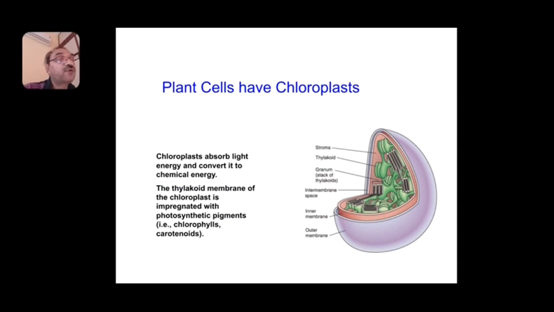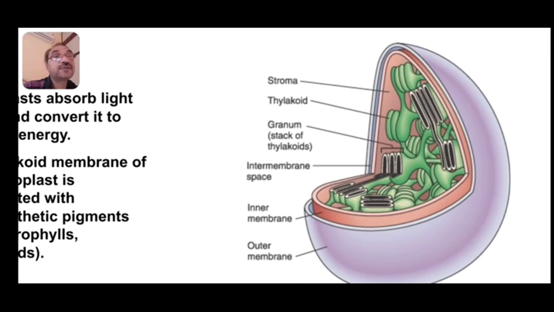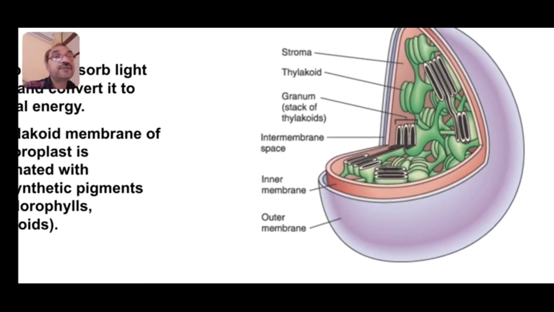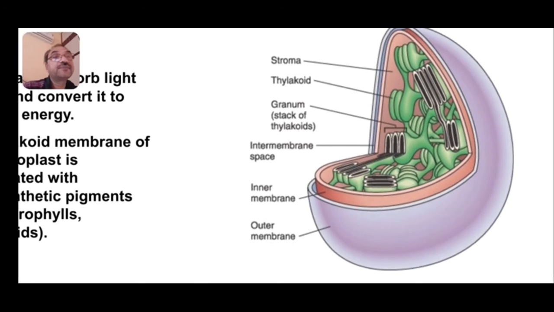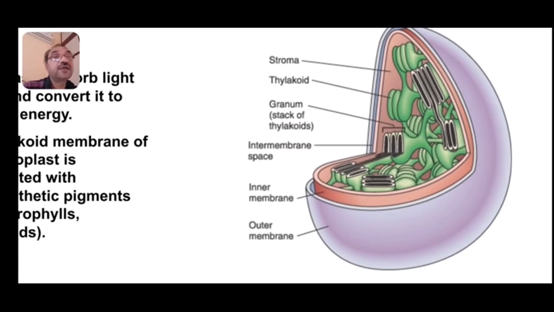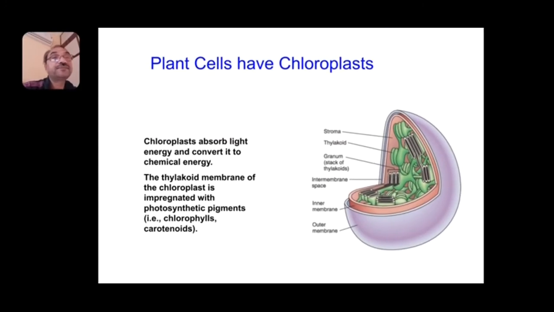Plant cells have chloroplasts. Chloroplasts absorb light energy and convert it to chemical energy. Here you can see the fine structure of the chloroplast: stroma, thylakoids, granum, stack of thylakoids, intermembrane space, inner and outer membranes.